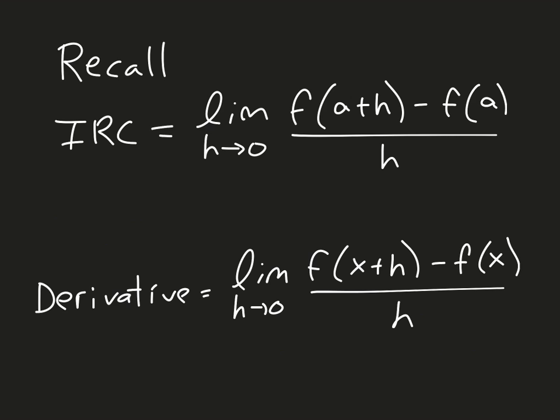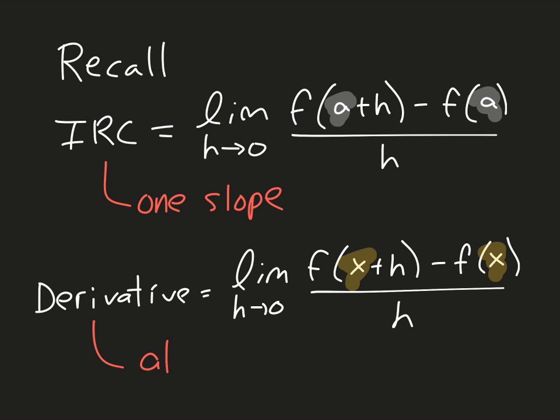And that's going to create the definition of the derivative, which you can see here below the IRC definition. The only difference between them is that the a's have become x's. So where we would normally have a number for a, we are going to leave the variable x for x. And why is this important? Because the IRC gives us one specific slope, whereas the derivative will give us all of the slopes, all over our curve, all at once.